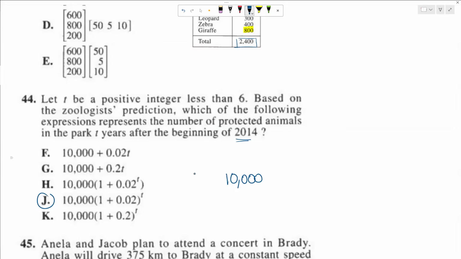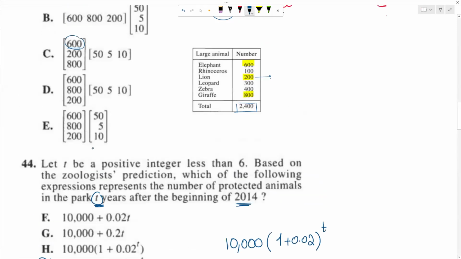Just wait. We've started with 10,000, and then we're increasing by 2% each year. So it is supposed to be 1 plus 0.02 to the power of the number of years, which is t. Right? Not necessarily a specific number of years, I don't know what it tells me. Because I did it above, Mister, and it was 5 years, and it was wrong. It's not 5 years, it says t years after the beginning of 2014.